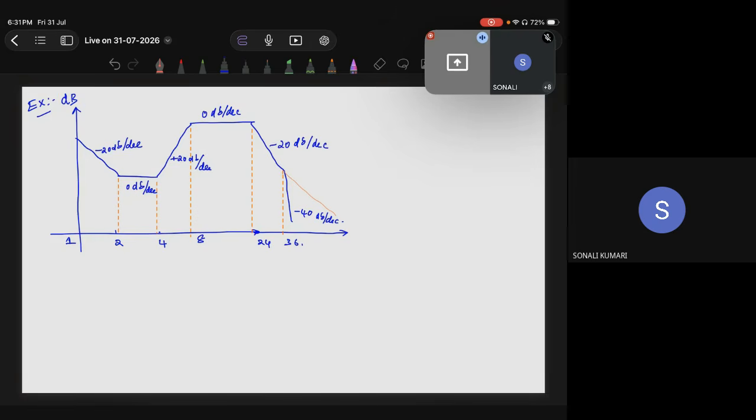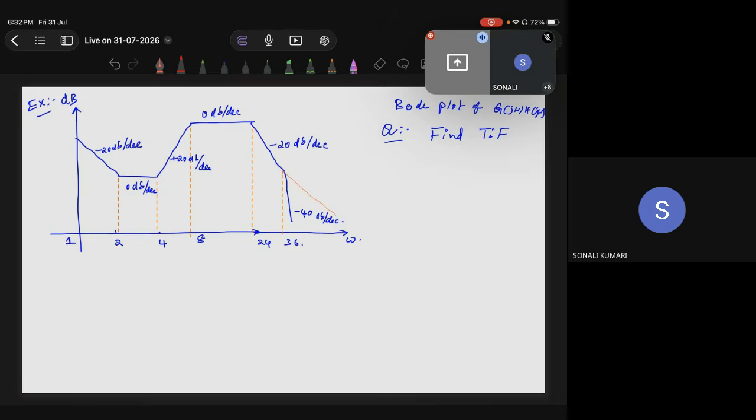The Bode plot of G of j omega H of j omega is given to you. Now the question is, what is its transfer function? Find the transfer function. Just by looking at this image, we have to write down the transfer function. First, given this Bode plot, we need to find out what the slope changes are.